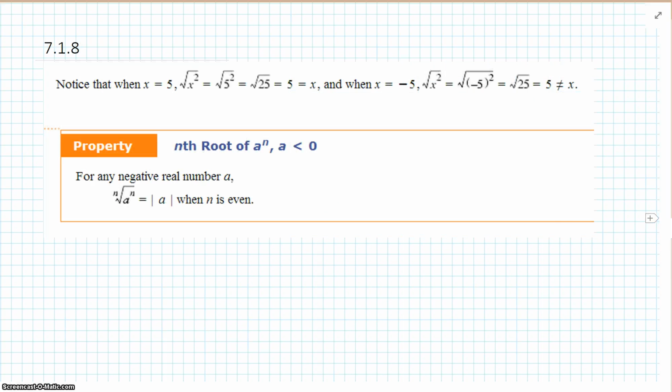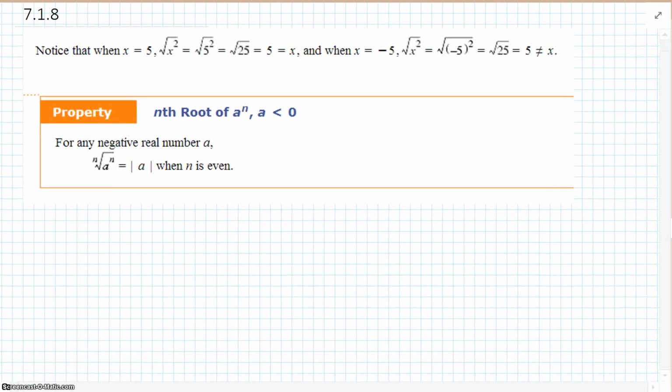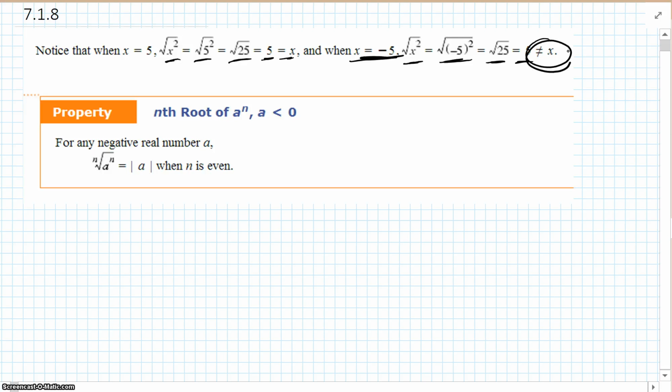All right, next one. Now notice when x equals 5, the square root of x squared is the square root of 5 squared. The square root of 25 is 5, which still equals x. However, when x equals -5, the square root of x squared is the square root of -5 squared, which is the square root of 25, which is 5, which does not equal x. So we have this. For any real number a, the nth root of a to the nth power is the absolute value of a when n is even. Okay, that's kind of a wordy way to say it.